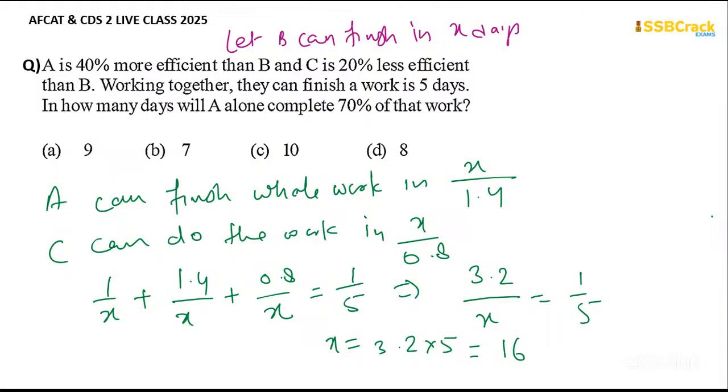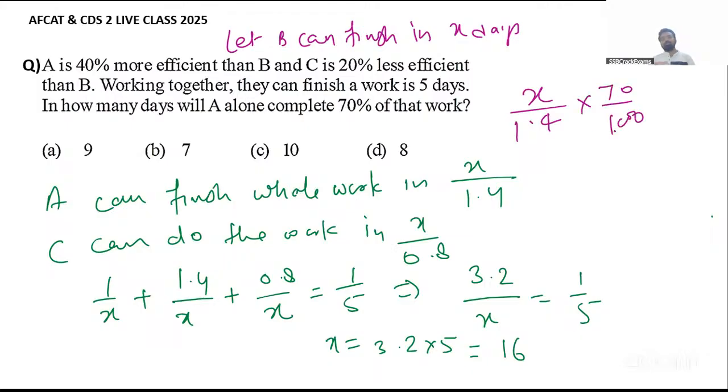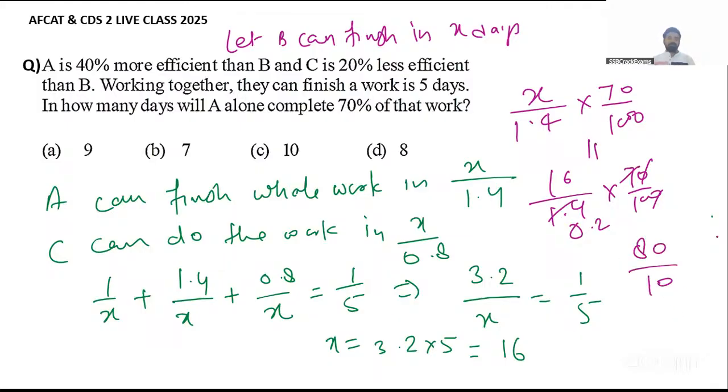So we know that A can complete the whole of the work in X upon 1.4 days, and we need to find 70% of it. And we know X is 16 now. So 16 upon 1.4 into 70 upon 100. So 0.2 times is 160 upon 280 upon 10. It is 8 days.